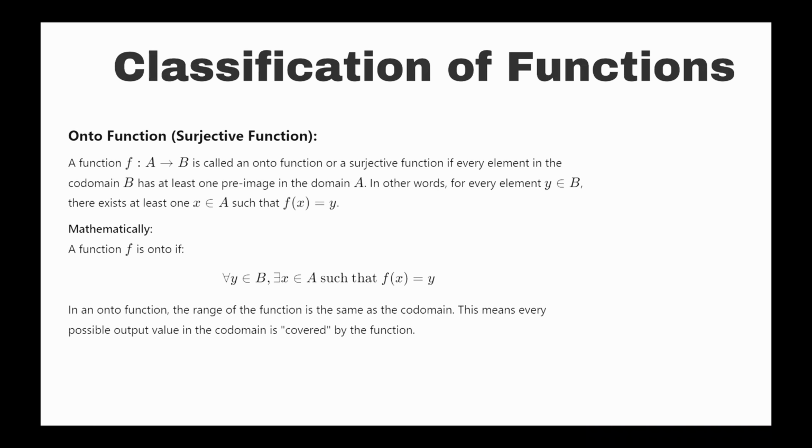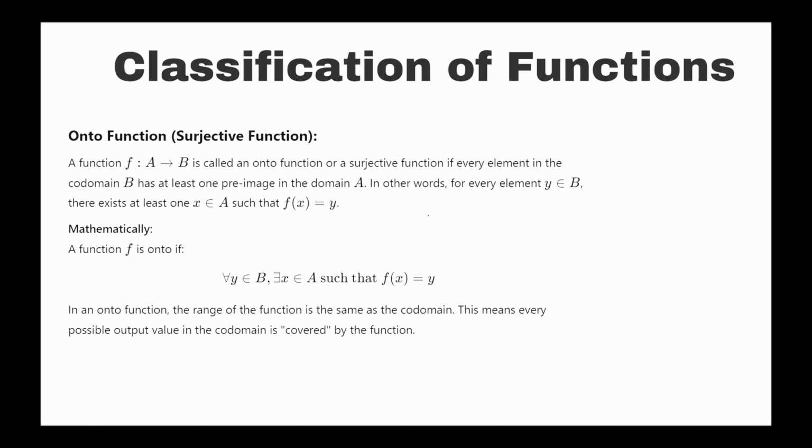So now, before we learnt about the different types of functions that are available for us, now we will look into the different classification of functions, how different functions can be classified into different types. So first we have an onto function, which we also call the surjective function. What is an onto function? Basically, in simple words, a function which has its range equal to its codomain is an onto function.